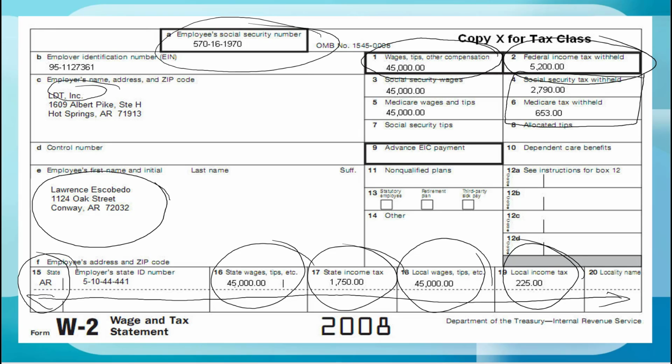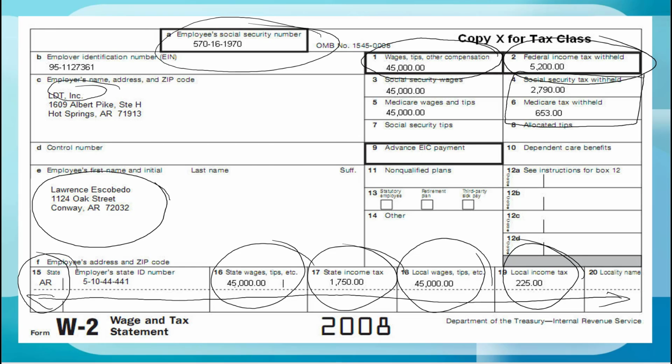And another checkpoint is, if someone lived in a state and then moved to another state, then a good math check would be to see if the state wages, when you add them, amount to the federal wages. So that's one of the other things that they need to check when they get the W-2.